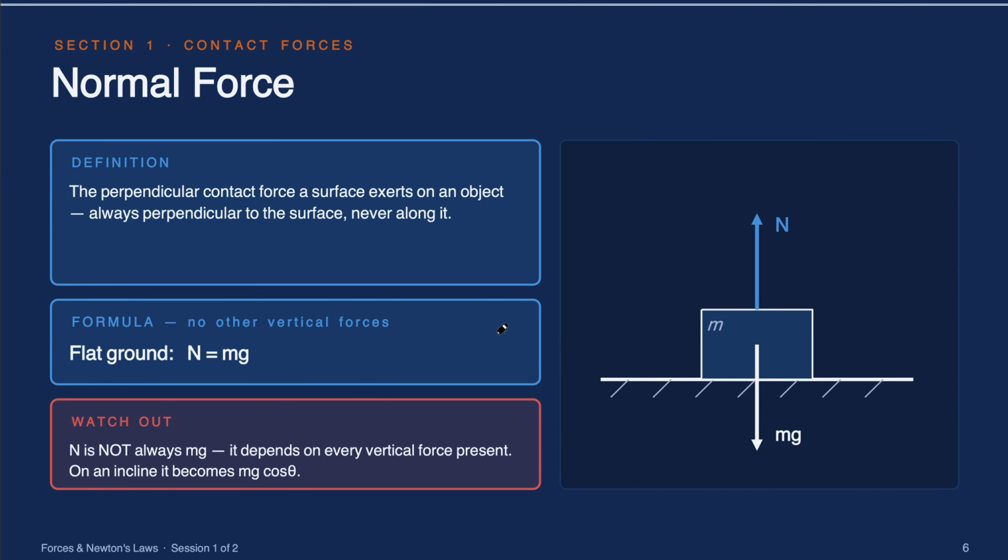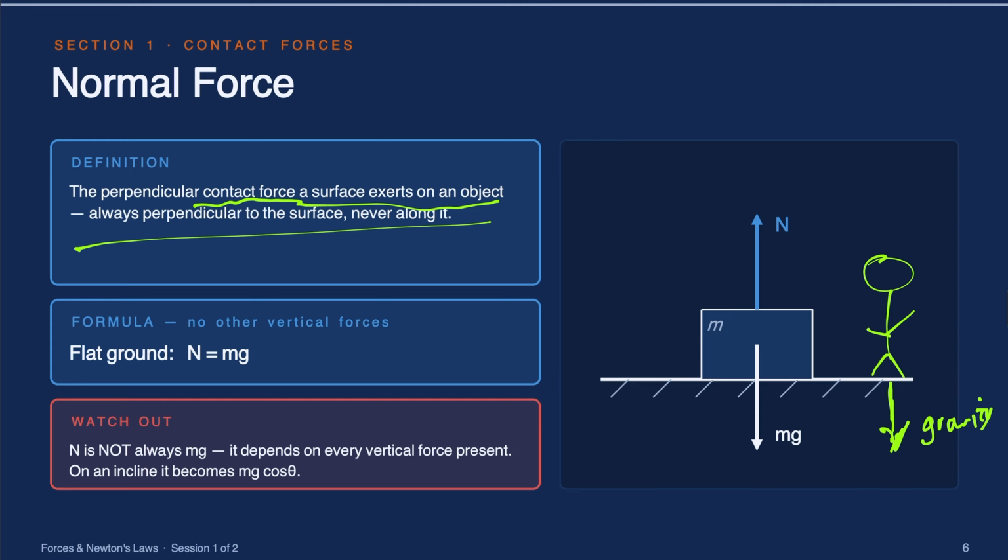Normal force is one of the newer forces that people learn because they're not exposed to it. What is a normal? It's what keeps you normal, is one way to think about it, okay? The perpendicular contact force a surface exerts on an object, always perpendicular to the surface, never along it. Which means that, for example, if you're standing on the ground, right? Gravity is pulling you down. But what's holding you up, right? What's keeping you there without making you sink into the ground? That force is called normal force. It's the force that balances gravity's force and keeps you there.